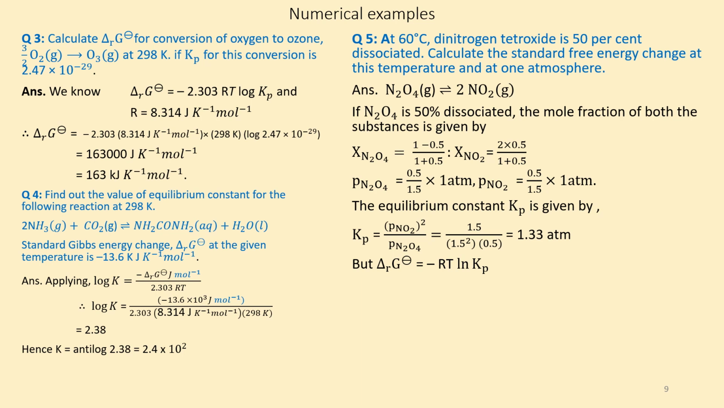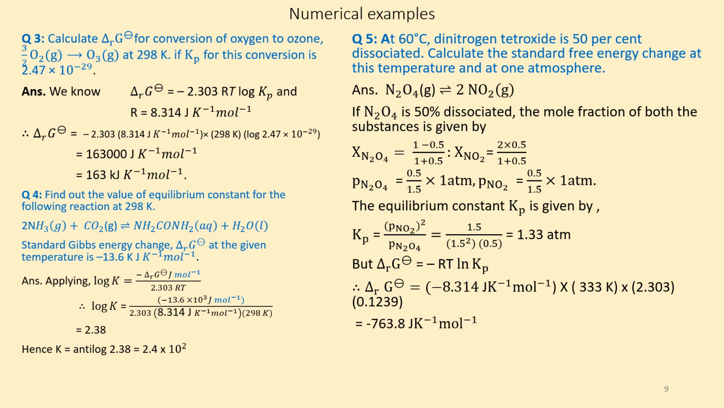But delta rG naught is equal to minus RT into natural log Kp. So, substituting the values, delta rG naught is equal to minus 8.314 joules per Kelvin per mole into 333 Kelvin into 2.303 into 0.1239. That is equal to minus 763.8 joules per mole.